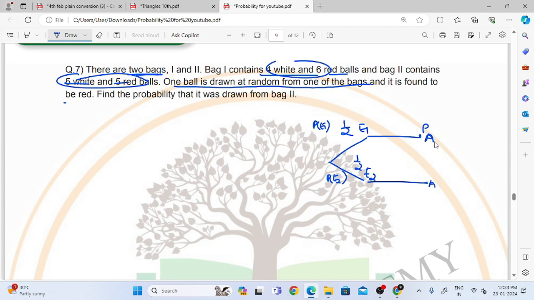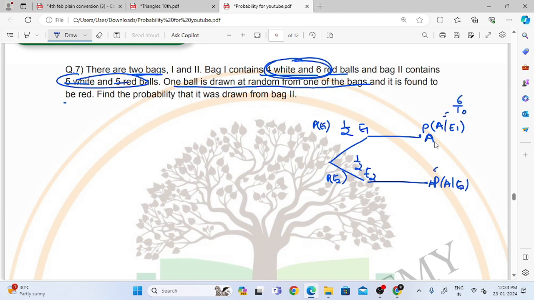That means P of A given E1 and P of A given E2. A given E1 means from the first bag we have selected one ball and that is found to be red. So in the first bag how many balls are there? Total 10. How many are red? 6. So the probability of this is nothing but 6 upon 10.